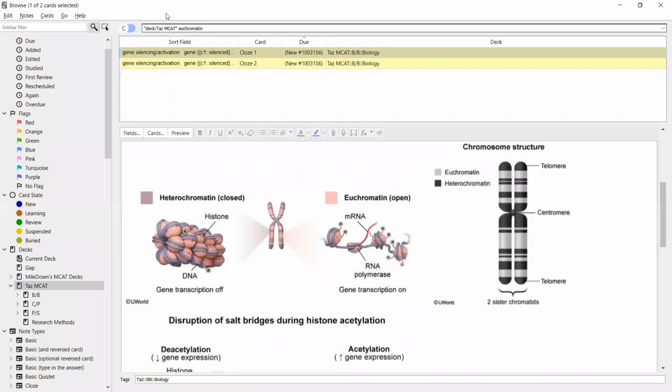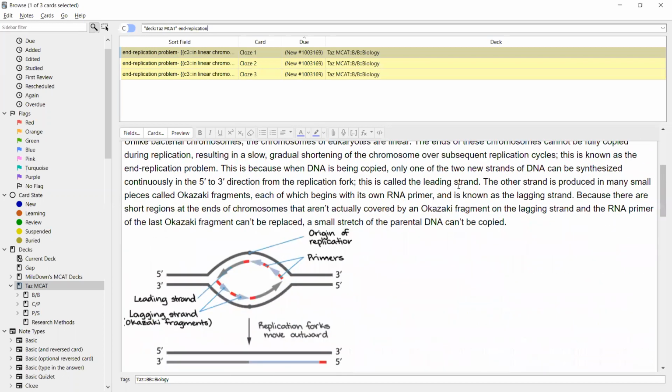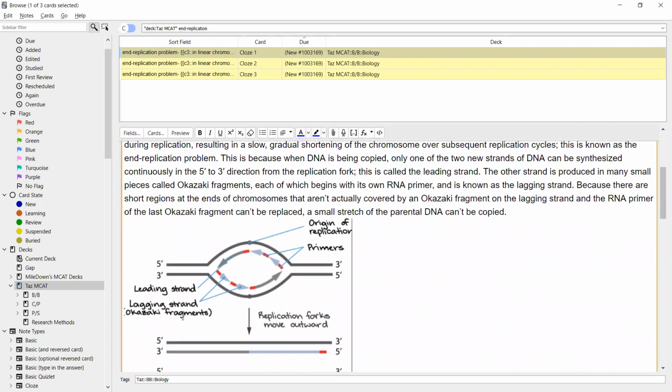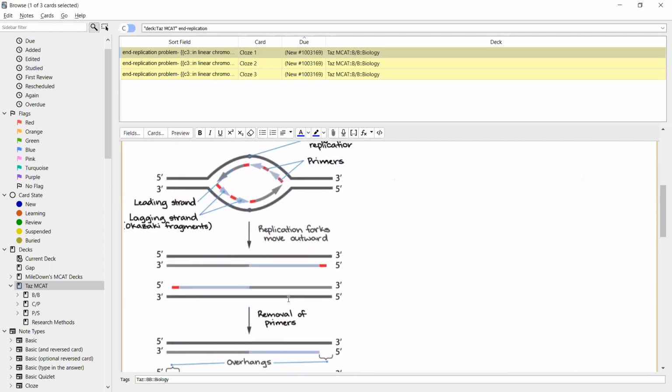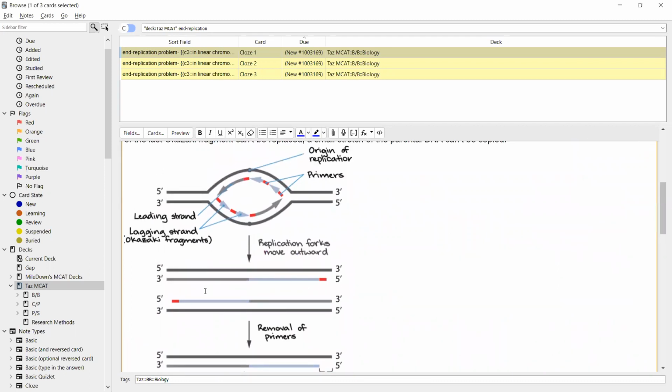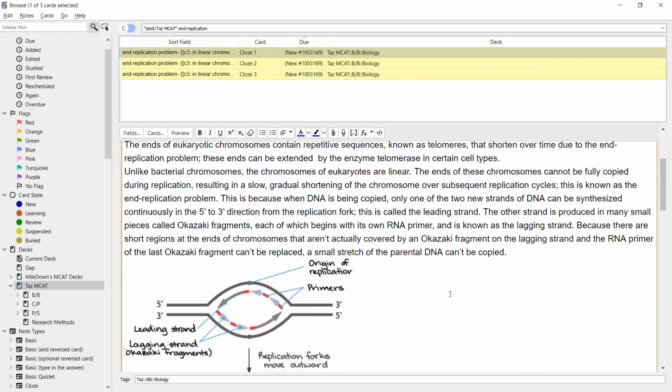This is jumping ahead just a little bit, but it's pretty cool, so I want to show you. We had talked about DNA replication, and we talked about how the Okazaki fragments in the lagging strand are much more complicated because of the directionality. What actually happens is every time you replicate your DNA, you lose a little bit at the end.